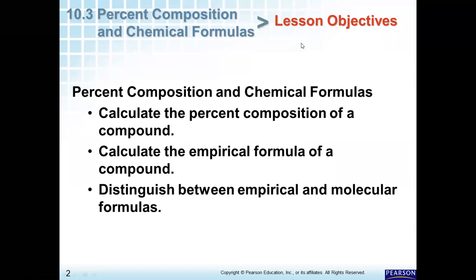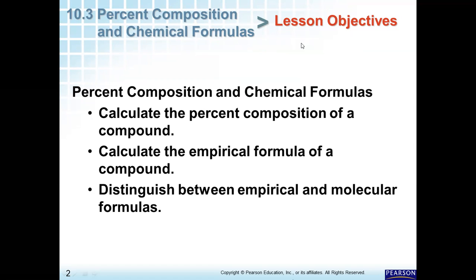Regarding the objectives that we have for today, we need to calculate the percent composition. The percent composition can be calculated in two ways. First, we will explain what percent composition means, and then use the mass of the material and the molar mass. And also we can use the chemical formula to calculate the percent composition.